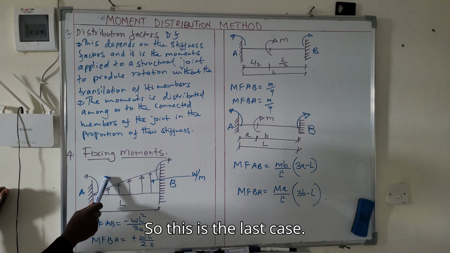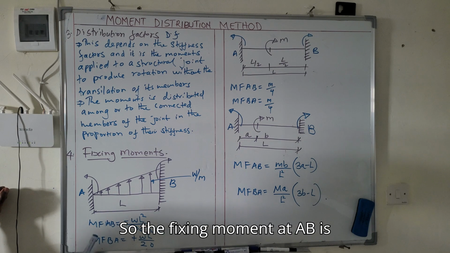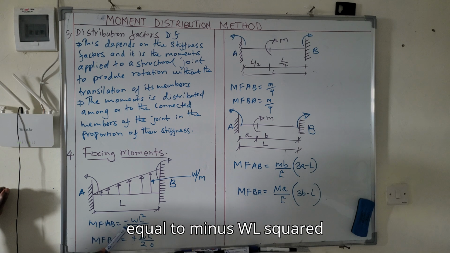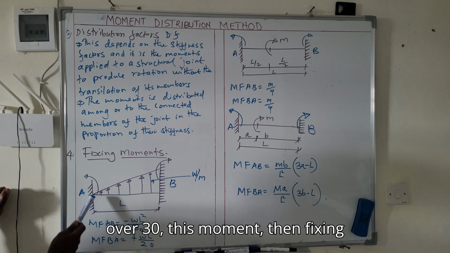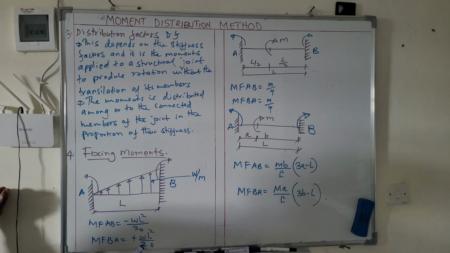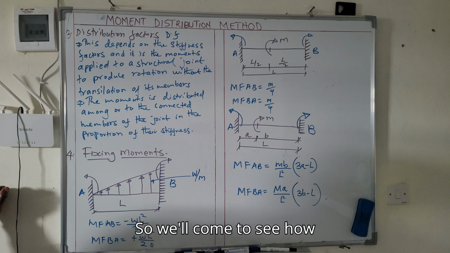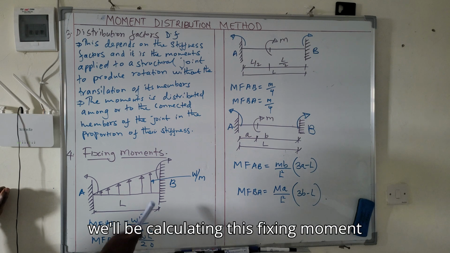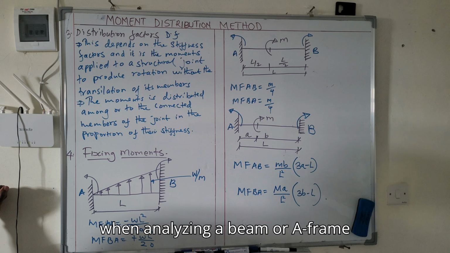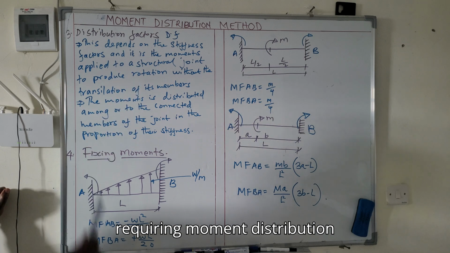This is the last case. This is a beam with a UVL loading, uniformly varying load. The fixing moment at AB is equal to minus WL squared over 30. Then fixing moment at BA is equal to minus WL squared over 20. We will come to see how to calculate these fixing moments when analyzing a beam or a frame requiring the moment distribution method.